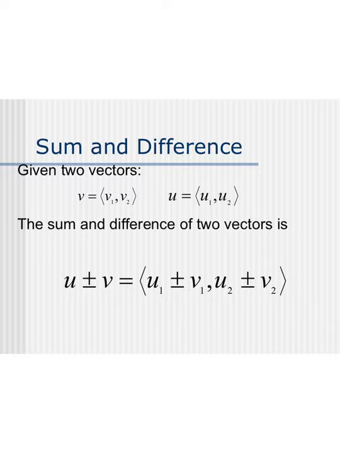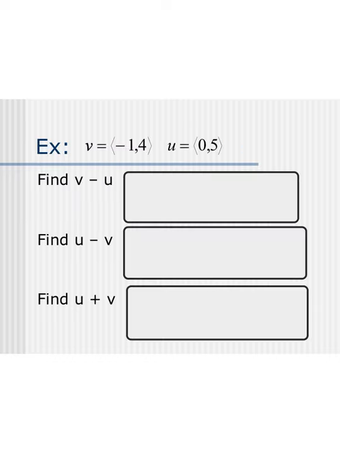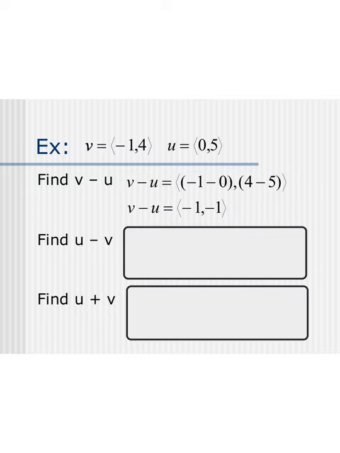Let's go ahead and apply this. All right, so we have our two vectors v and u. V is the vector -1, 4, and u is the vector 0, 5. We're going to start by doing v minus u. So going off our formula, we're going to do v1 minus u1, and then v2 minus u2. If you look at our work here, you can see that I've done that. So I have v1 minus u1, and then v2 minus u2. And then when I simplify that, I get my vector of -1, -1. And notice for my final answer, I do have my angle brackets there.